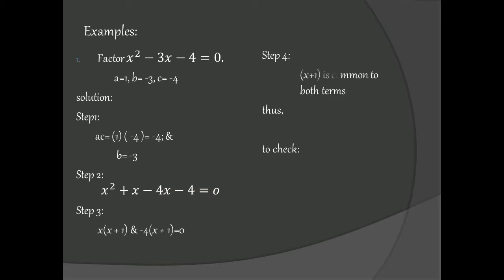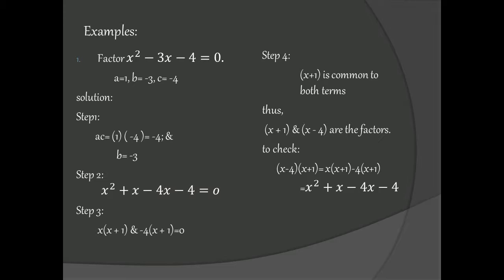So, for step 4, we have x plus 1 as common to both terms. Thus, x plus 1 and x minus 4 are the factors. To check if we are right, we just simply multiply x plus 1 and x minus 4. So, x times the quantity of x plus 1 minus 4 times the quantity of x plus 1 is equal to x squared plus x minus 4x minus 4. And thus, it is equal to x squared minus 3x minus 4.